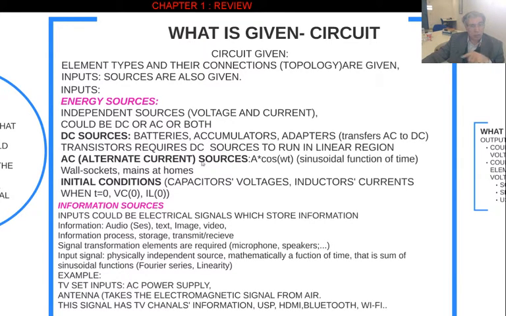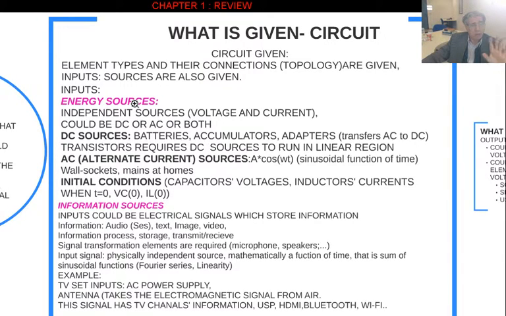These are AC sources. Mathematically, it is like this: v(t) is equal to A times cos(omega t). Omega is related with frequency. We will see all these functions later in detail. So these are our mains at home and wall sockets at home. So these are the AC sources.